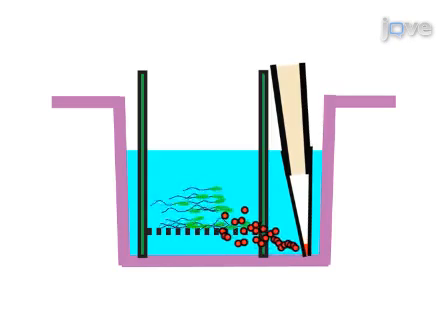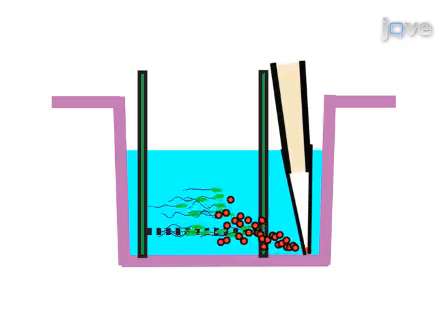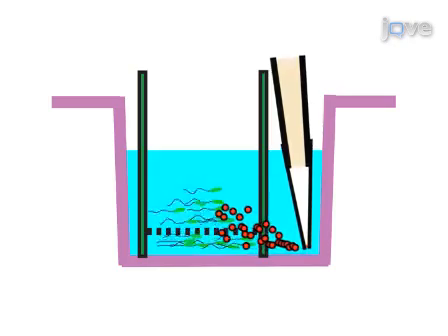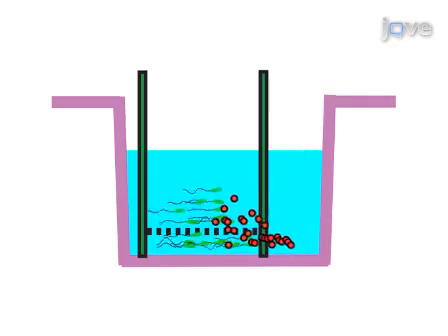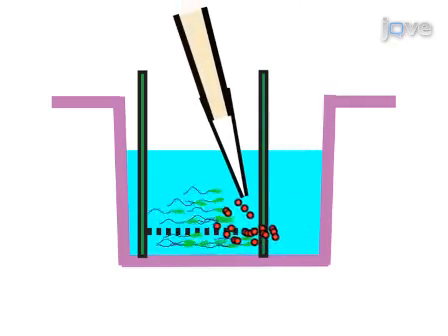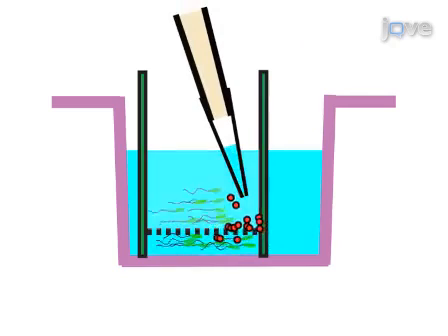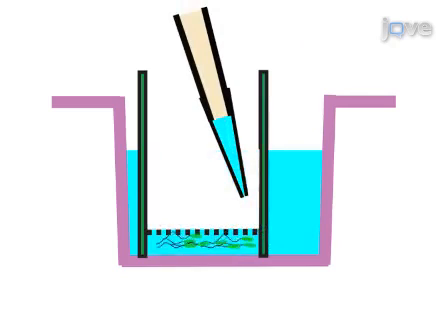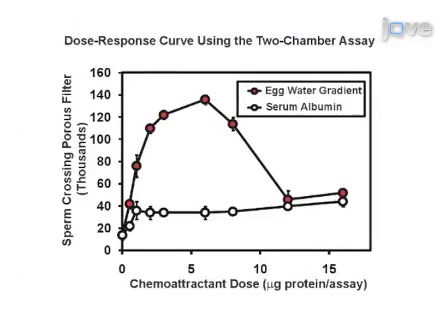Next, the sperm are incubated to allow the cells time to cross the porous membrane in response to the chemotactic gradient. Finally, the insert is removed, and the sperm that have migrated to the bottom of the well in the two-chamber assay are enumerated by hemocytometer. Ultimately, the activity of sperm chemoattractants can be compared and quantified, for example, by a dose-response curve analysis.